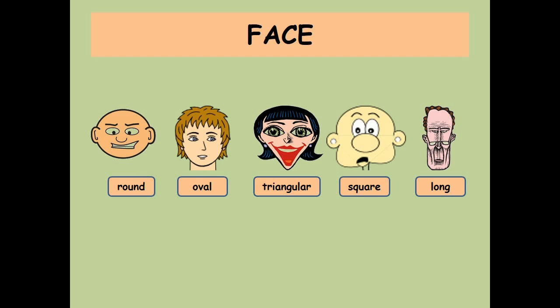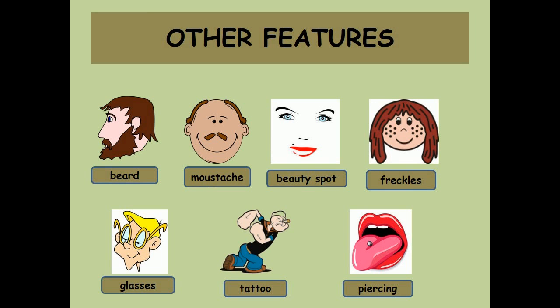And now, let's learn about the face of the people. It can be round, oval, or it can be triangular, square, or, finally, a person can have a long face. And, to finish with this, let's talk about other features. A person can have a beard, a mustache, or a beauty spot, some freckles, a pair of glasses, a tattoo, or a piercing.